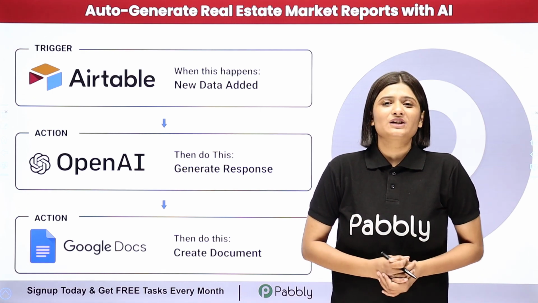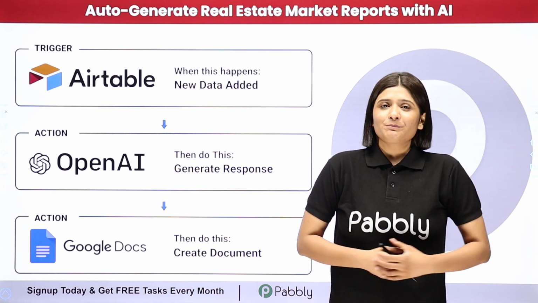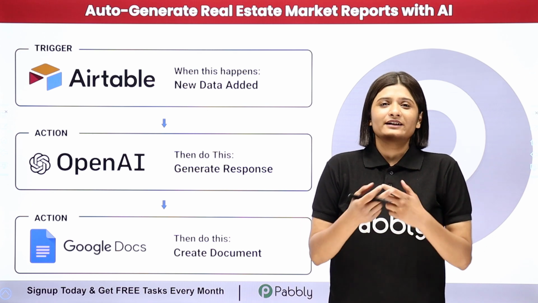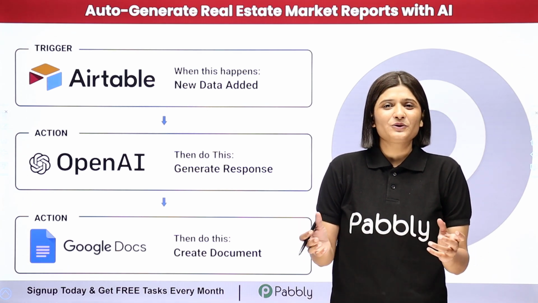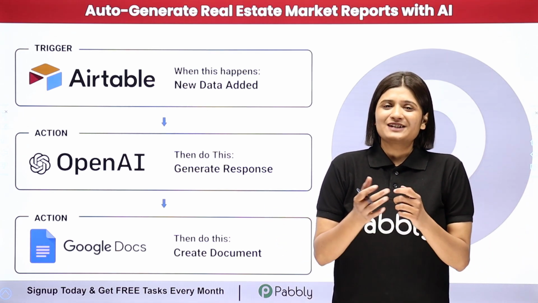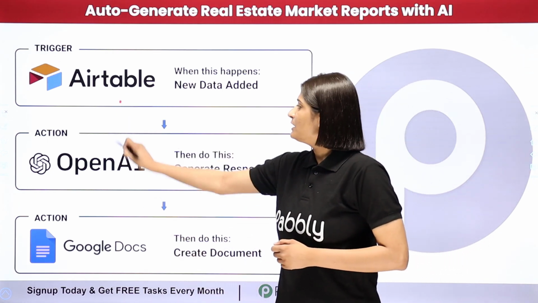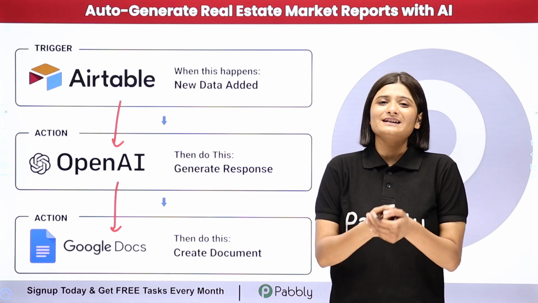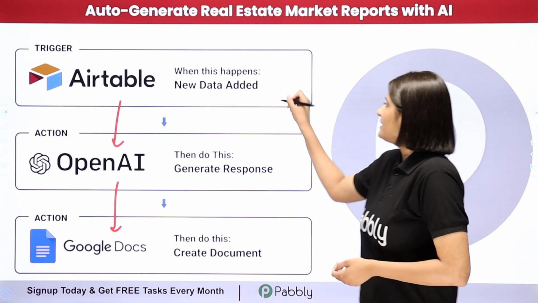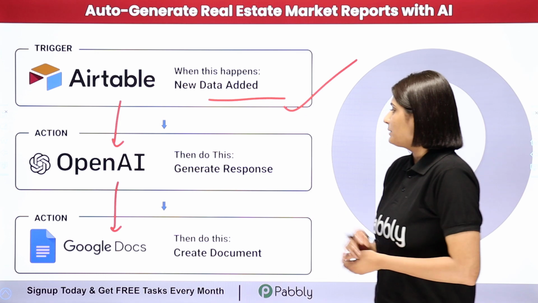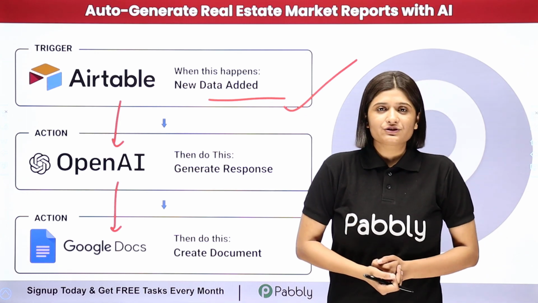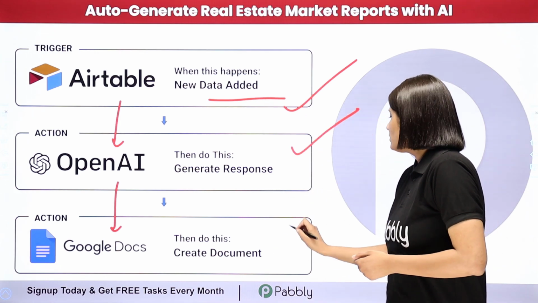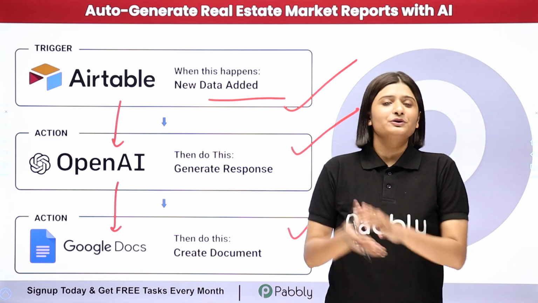And to do this automation, I'm going to use Pabbly Connect. So Pabbly Connect is an amazing automation and integration software which requires no coding or programming skills. Here I just need to build connection between Airtable, OpenAI and Google Docs. With the help of Pabbly Connect, I'm going to build this connection in such a way that whenever I'm going to add a new data in my Airtable, the response will be automatically generated using OpenAI and it will be automatically created as a document in my Google Docs.